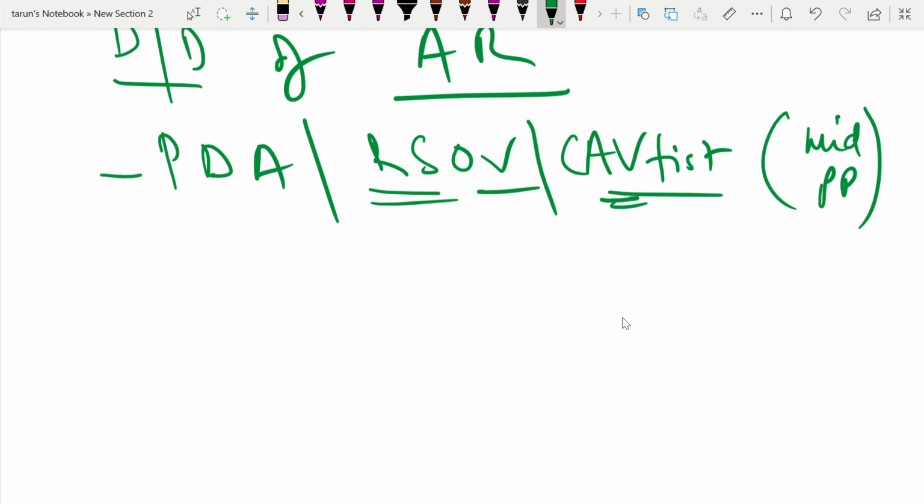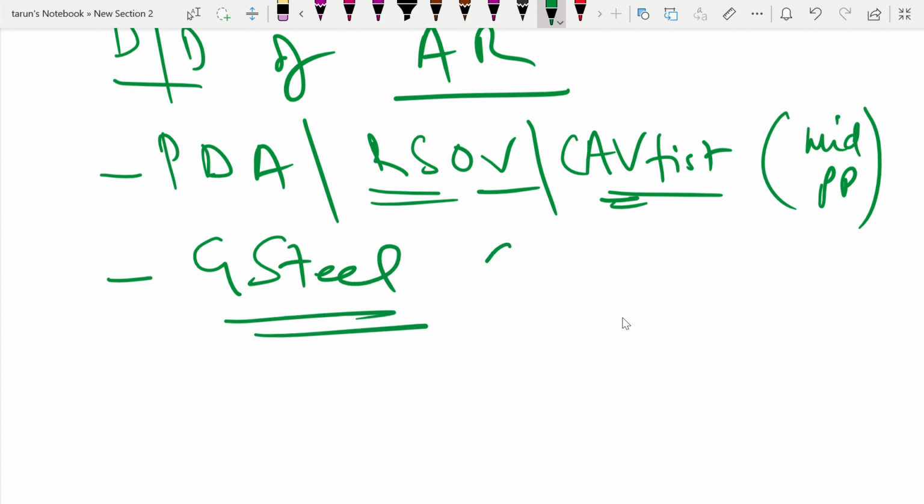Then Graham Steell murmur, rare, can be considered for early diastolic murmur in the pulmonary area. Features of pulmonary hypertension are present without any peripheral sign of aortic regurgitation. Graham Steell murmur in the pulmonary area can be considered as a part of early diastolic murmur.